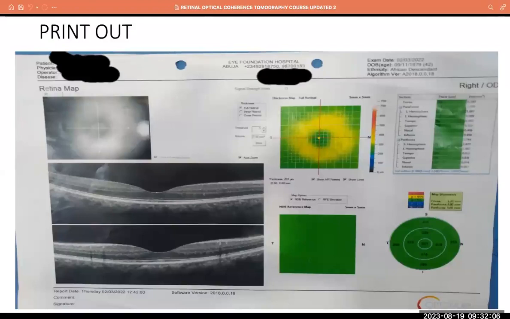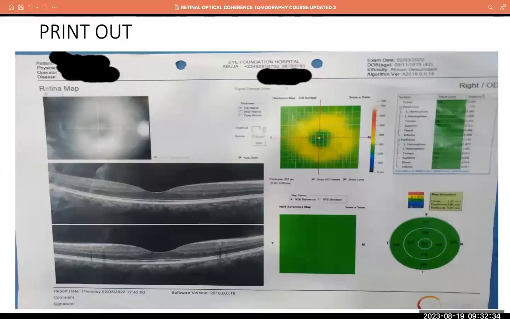Okay, to the right of it is the ETDRS foveal sectors. There are 9 of them. The most central part is for the fovea. So the immediate circle around the most central part is the parafoveal. The next circle around it is the perifoveal.